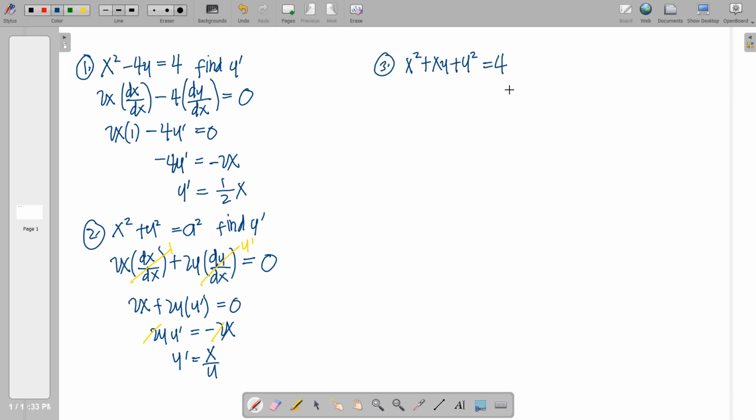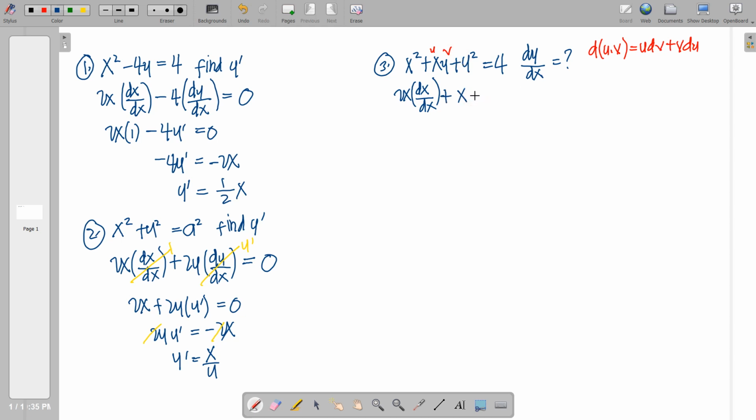And finally solve for y prime. For the third problem, again, we're going to find dy over dx. So x squared becomes 2x times dx over dx. And then for the second term, we are going to apply the formula on product. We have u dv plus v du. x will be treated as u and y is our v.